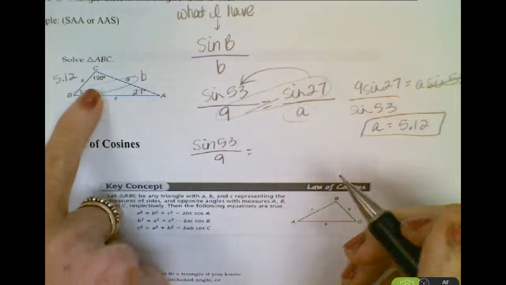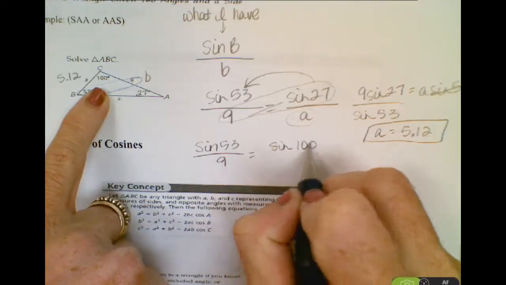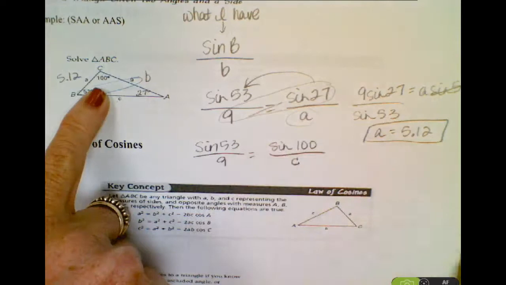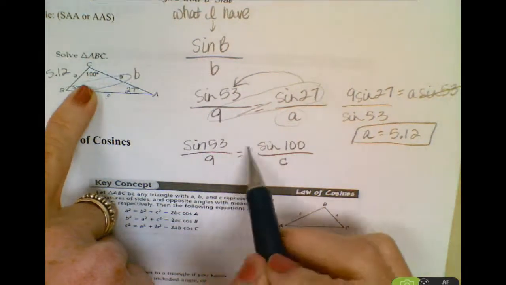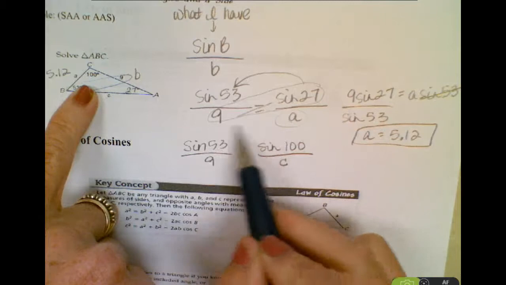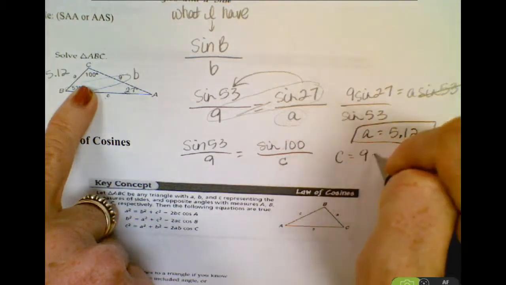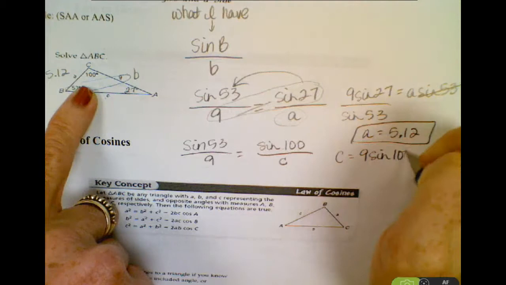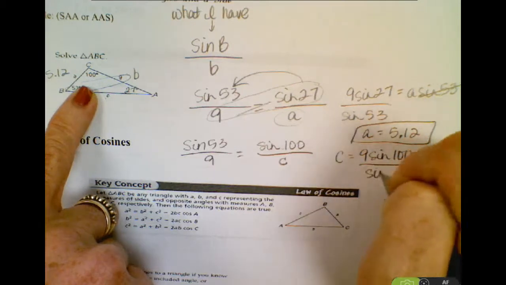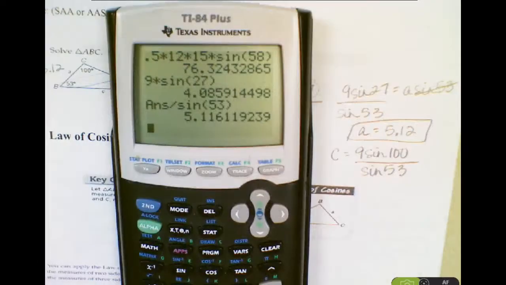Equals. And I have the angle for C, which is 100, but I don't have a measurement for C. So now, if you think about what you're doing, you're multiplying that diagonal pair and then dividing by this one. So when I write this out, I'm going to write C equals 9 times the sine of 100 divided by sine of 53. Let's go put that in our calculator.